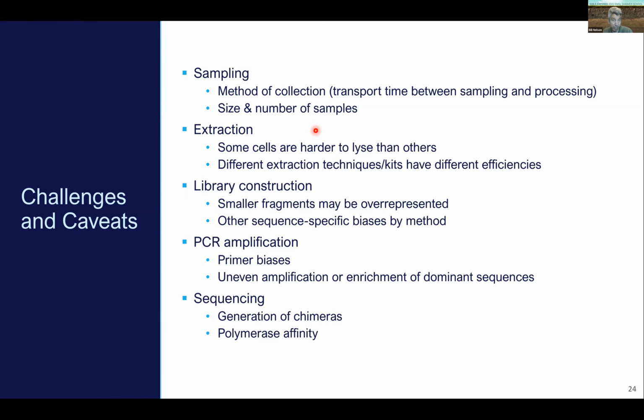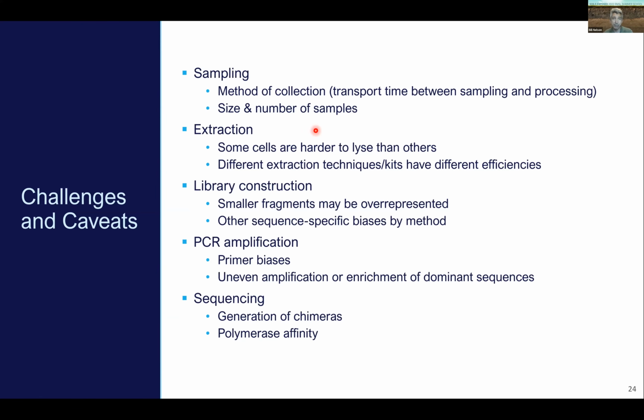And just the amount of processing that you're going to need to do to get the biomass that you want can affect the number of samples that you'll be able to afford to collect, or have the time to collect, or the manpower. Relating to DNA extraction from your biomass, some cells are harder to lyse than others, and this means that depending on the extraction technique you use, you either will or will not capture those cells in your analysis. Also, different extraction techniques and kits have different efficiencies.